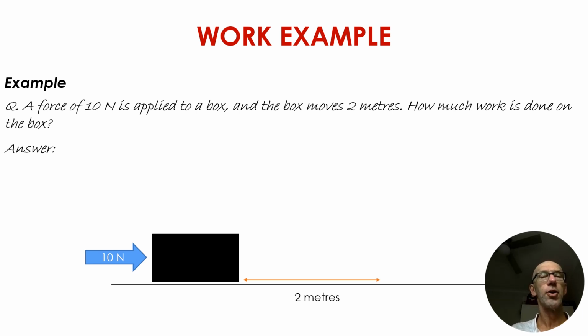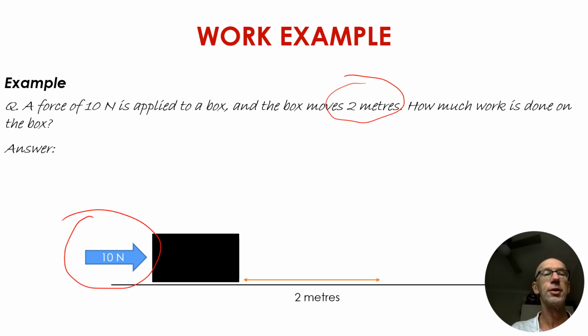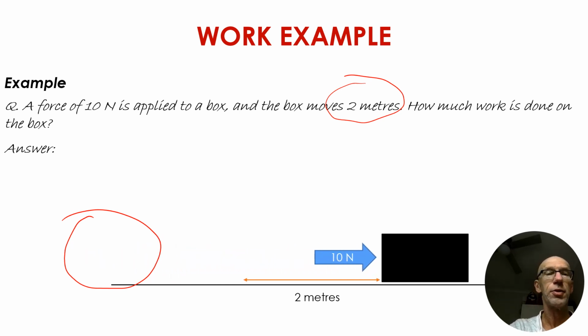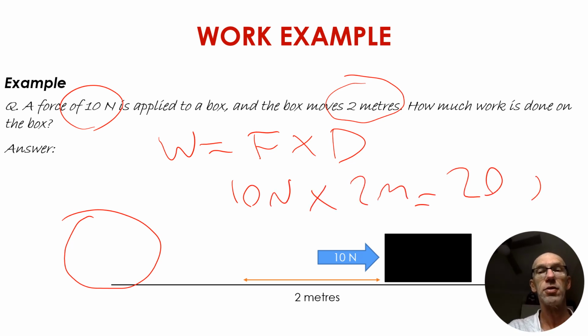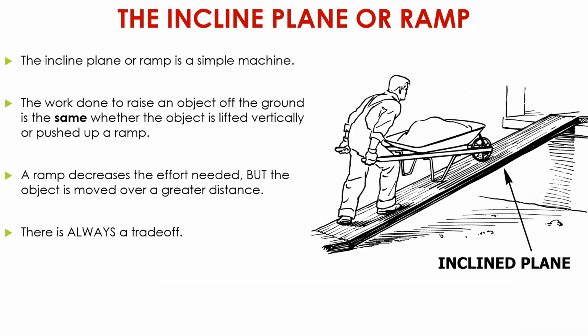So this time we've got a force of 10 newtons to move this box. We're going to move it for 2 meters. So in order to solve this problem, we always start in science with a formula. Work equals F force times D distance. So our force is 10 newtons. Our distance is 2 meters, which gives us 20 joules of work.